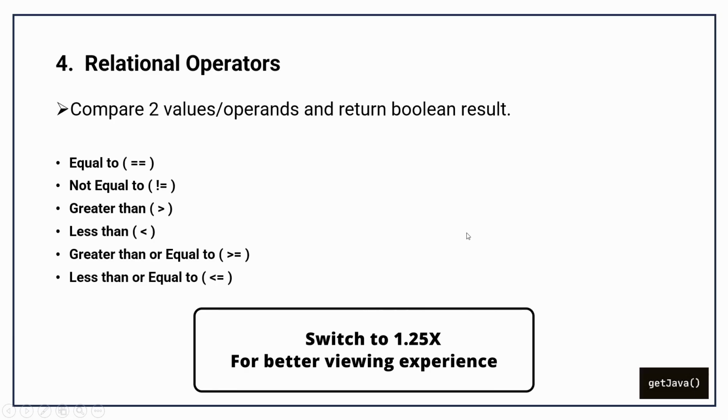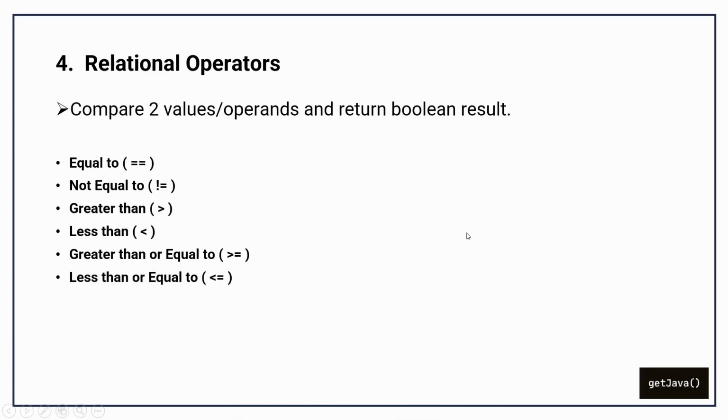In today's video, we will have a look at relational operators in Java. What are relational operators? Relational operators are used to compare two values or operands and return a Boolean result. So if you have two values and you want to compare them, then you can go for relational operators. How to use these operators? We will have a look at it once we start coding.